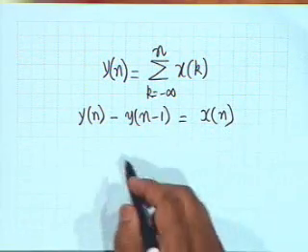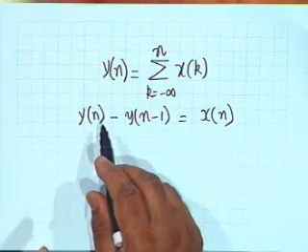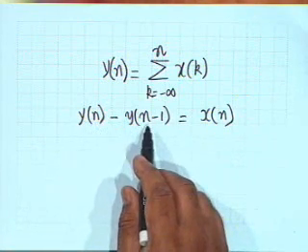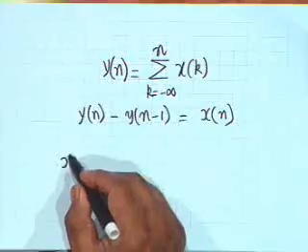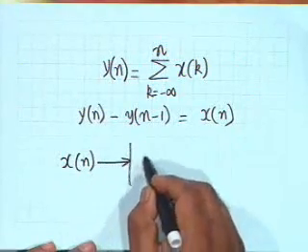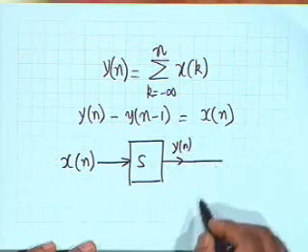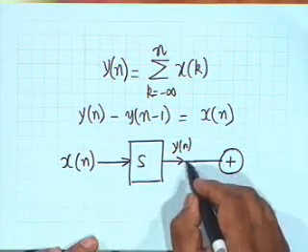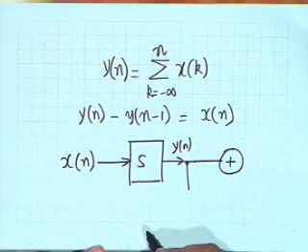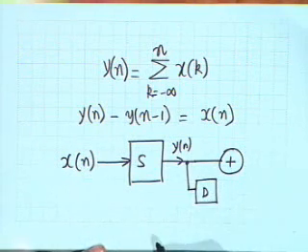Isn't that right? The point is, can I construct a system which takes y of n as its input and y of n minus 1 as another input, two inputs now, and then produces the difference? Can I make a system? Yes, of course. x of n is the input, this is my original system S, and this is y of n. So what I do is, I put y of n to an adder and I delay y of n by one sample.